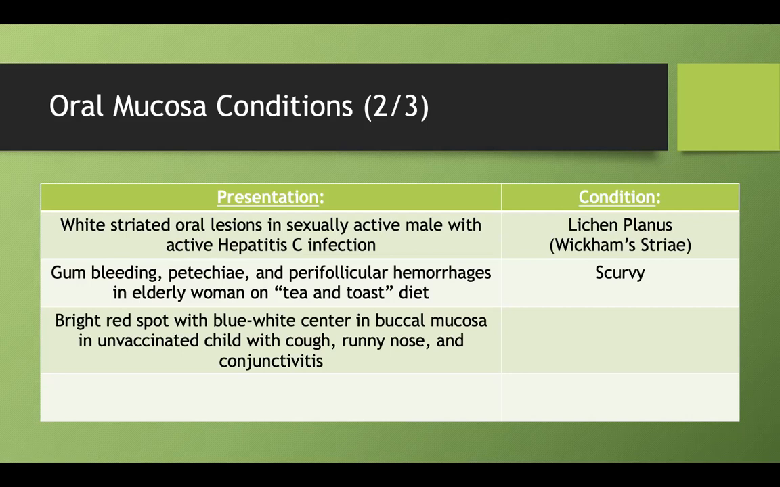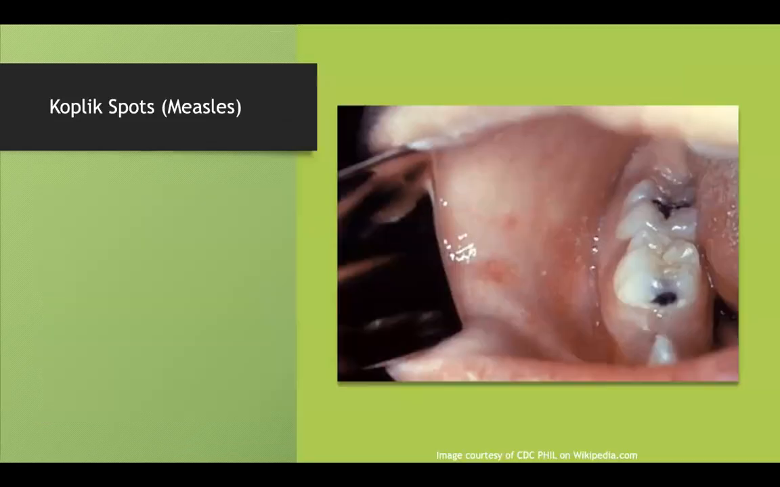Let's move on to the next one. What if you find a bright red spot with a blue-white center in the buccal mucosa or the gums in an unvaccinated child with a cough, runny nose, and conjunctivitis? If you guessed it, these are describing Koplik spots, which are found in measles. I'll show you a picture of them right here.